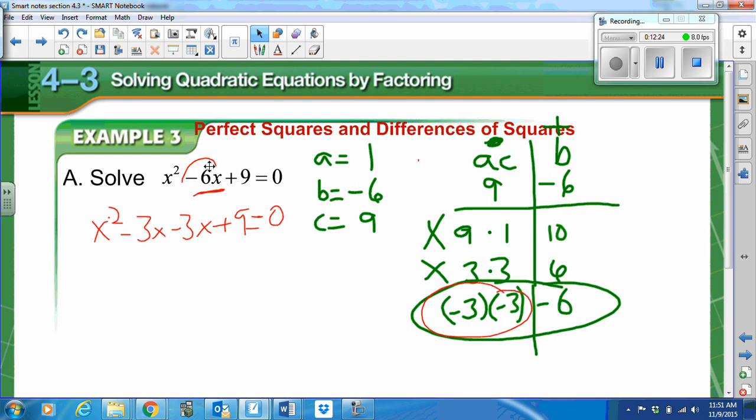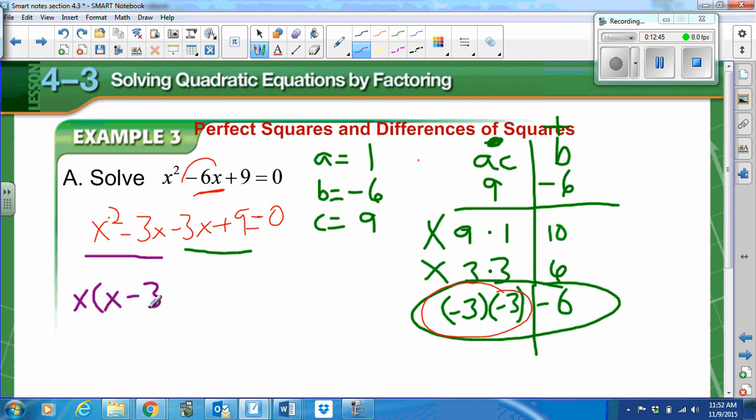What happens now is we're going to group the first two terms together. So we're going to group these two terms together, and then we're going to group these two terms together. Now what can I pull out of x squared minus 3x? Okay, this common factor x, into x squared minus 3x, becomes x minus 3. Now what can I pull out of the green one, which is -3x plus 9?